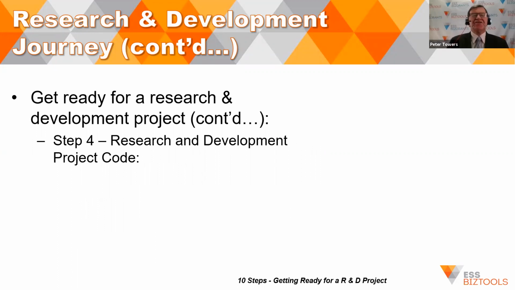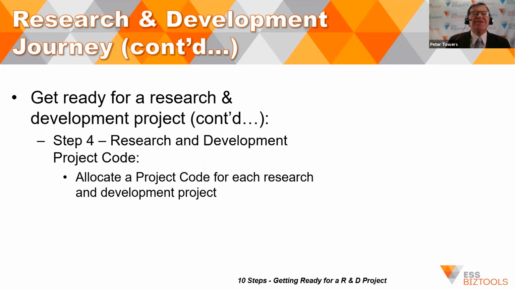Step 4, the research and development project codes. I think this is a very important item, and it's part of the systematic progression of work, that when your client is subjected to an audit, they can clearly identify that there was an orderly process. And part of that orderly process is that each project has been allocated a separate code number, so that it facilitates the recording of the time that contractors or team members have worked on a particular project.